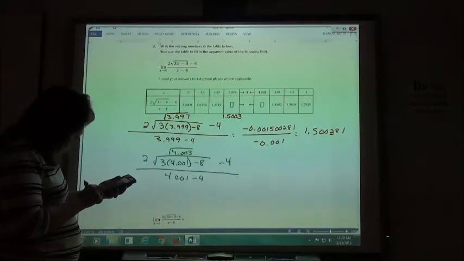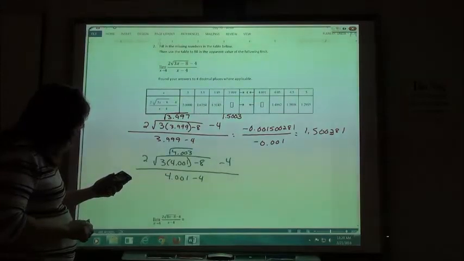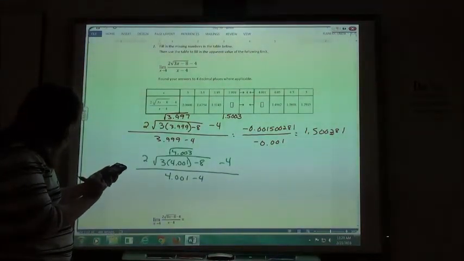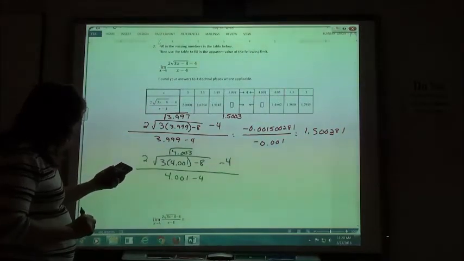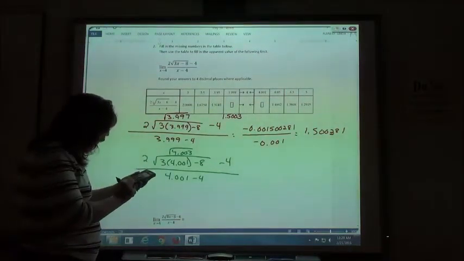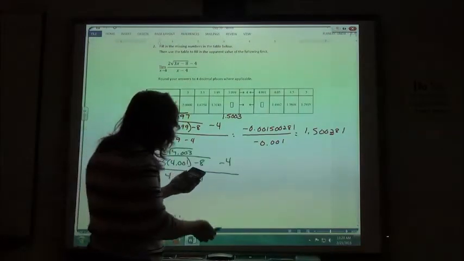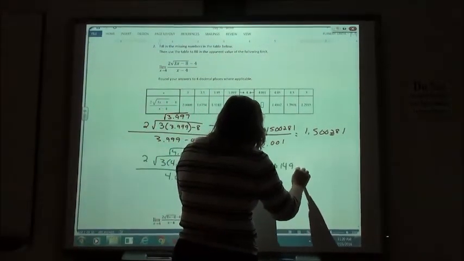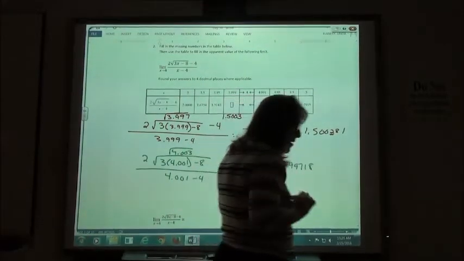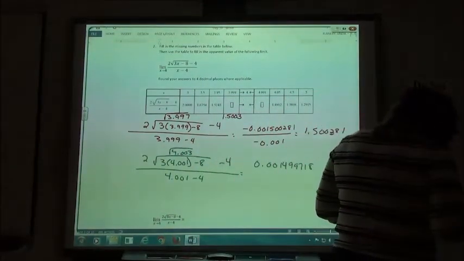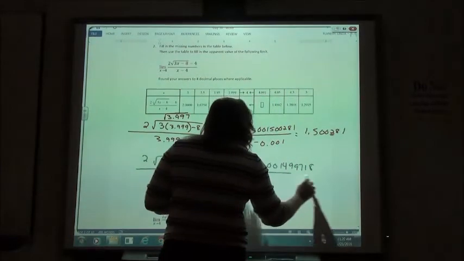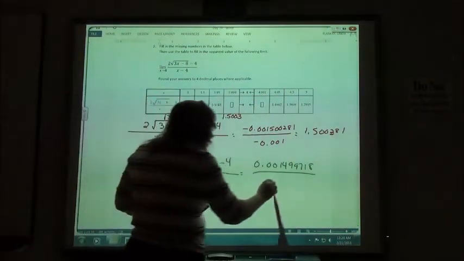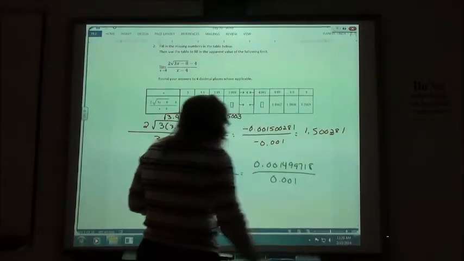So square root of my answer gives me 2.0007. I'm going to times it by the 2 in front, which is 4.0014. I'm going to minus the 4 from that. Gives me 0.001499718 on my calculator. On the bottom, if I take 4.001 minus 4, I'm going to get 0.001.